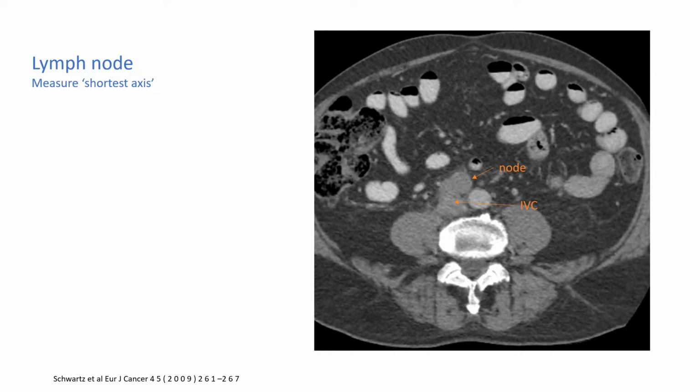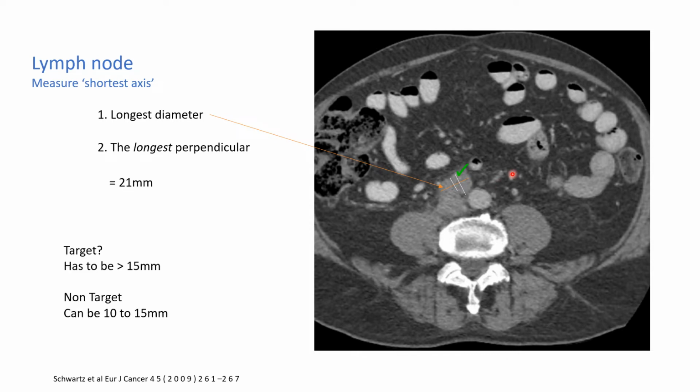Here's a CT scan showing an enlarged lymph node. We want to measure that, and we know we have to measure the shortest axis. So how do we do that? You take the longest diameter, and then you take the longest perpendicular diameter, which is that one there, and that we call the shortest diameter. Another way of putting it is the longest shortest diameter. In this case it's 21 millimeters. Remember, it has to be greater than 15 millimeters to be a target, and non-target but abnormal is 10 to 15 millimeters.